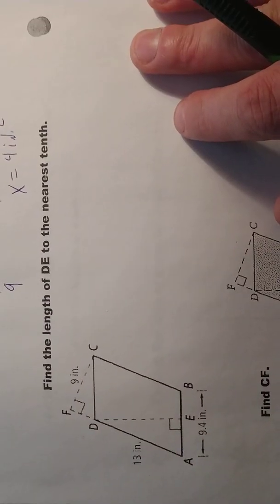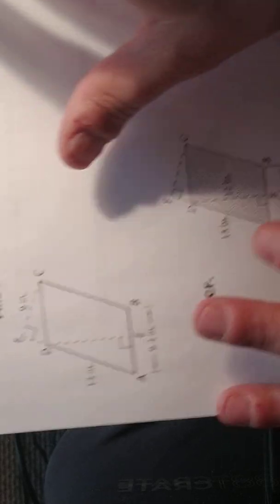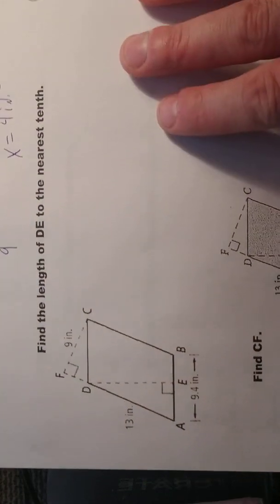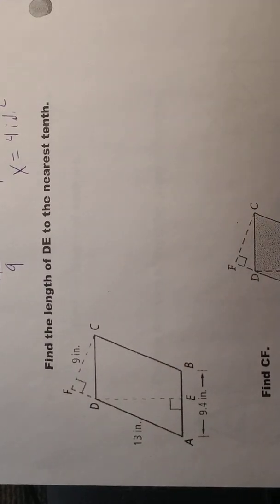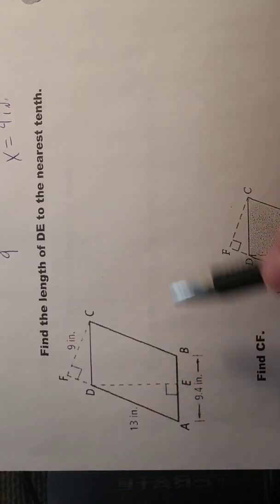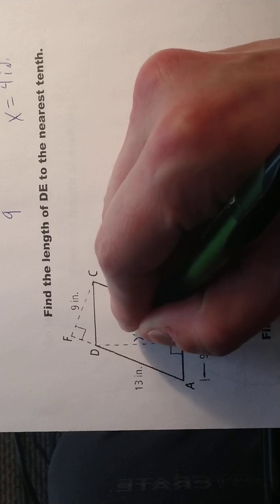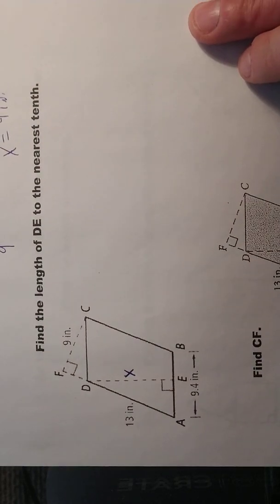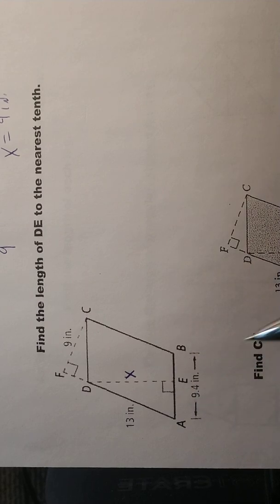Now this next one is when it starts getting a little bit interesting. Remember how at the beginning I said that you could turn a parallelogram and any side could be its base? Well, we're going to utilize that concept here. When I'm looking at this, I have to find DE. There's my x, that's what I have to find. If I have to find my x, let's see.